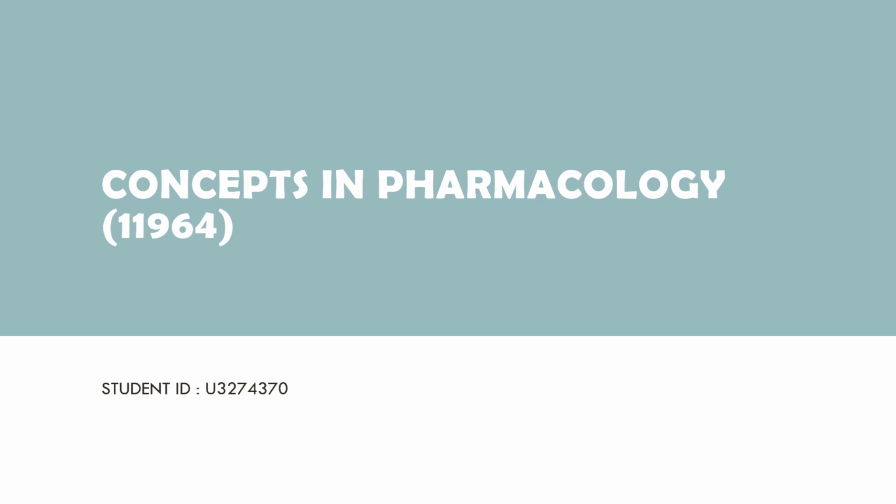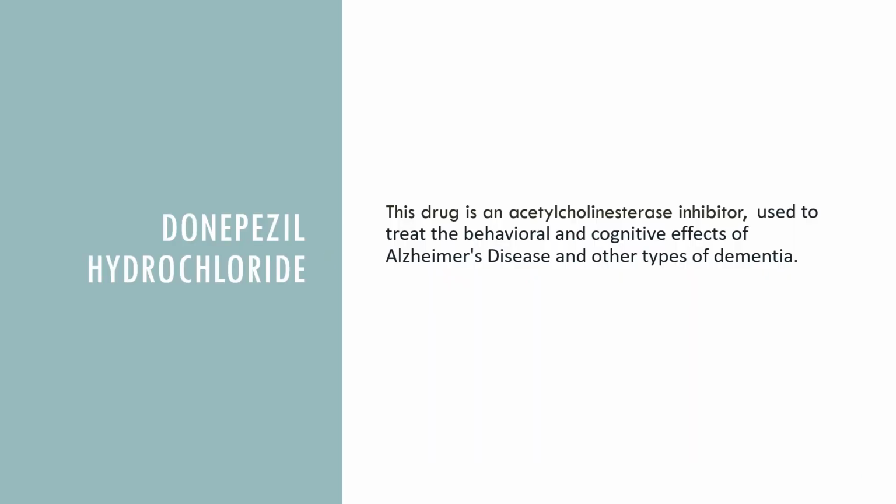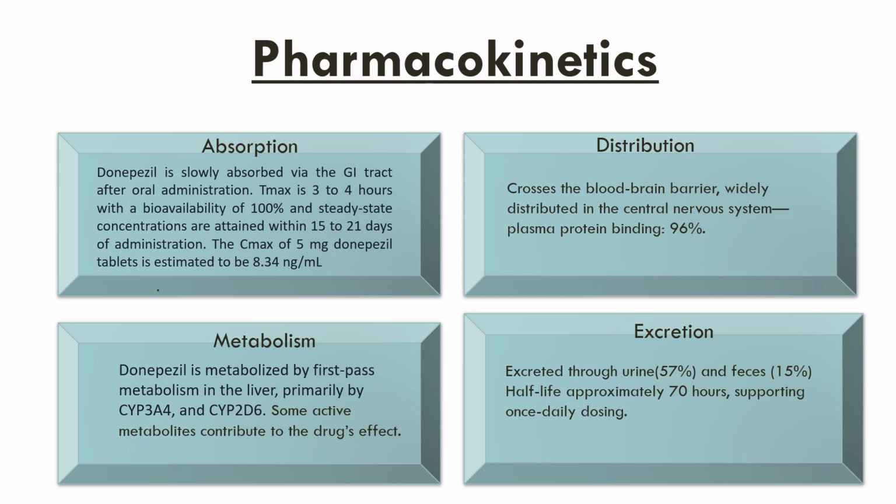My student ID is u3274370. The allocated drug was donepezil hydrochloride. This drug is an acetylcholinesterase inhibitor which is used to treat behavioral and cognitive effects of Alzheimer's disease and other types of dementia. Let's have a look at the pharmacokinetics.